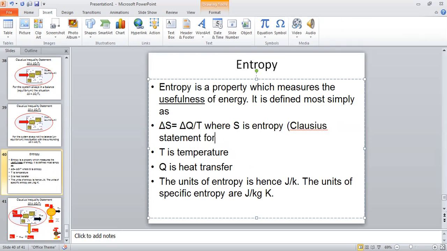Delta Q by T, where S is entropy. This is the Clausius statement for reversible processes.